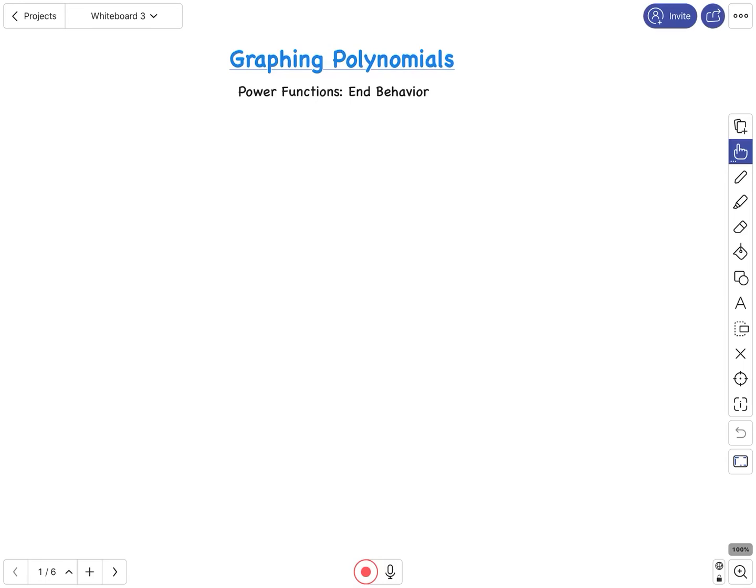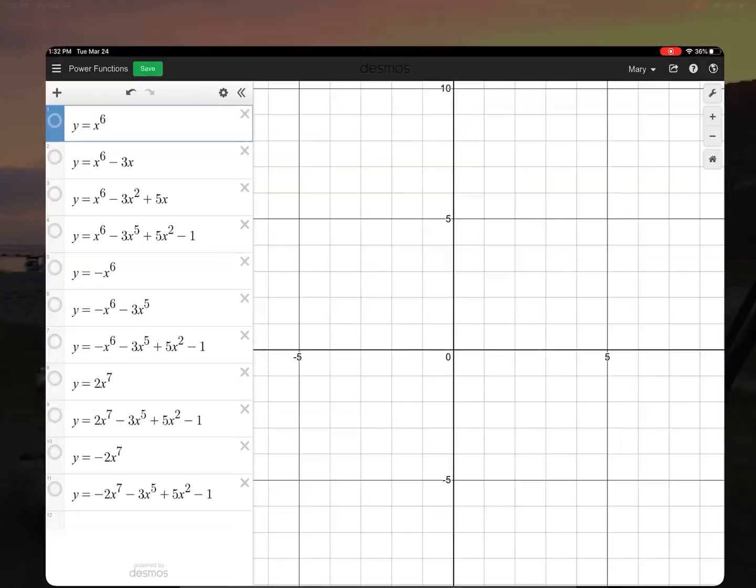Let's talk about graphing polynomials. The first thing we're going to talk about when we look at how to graph polynomials quickly is power functions or endpoint behavior. So in order to illustrate that, let me leave my whiteboard app and show you a couple of graphs in Desmos.